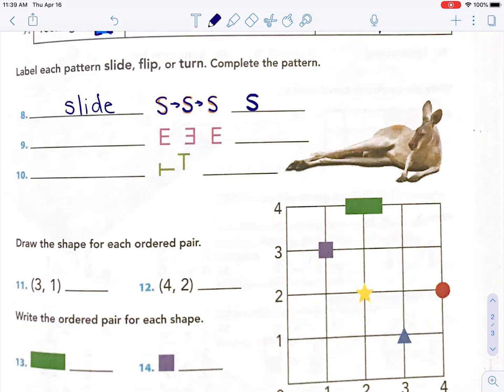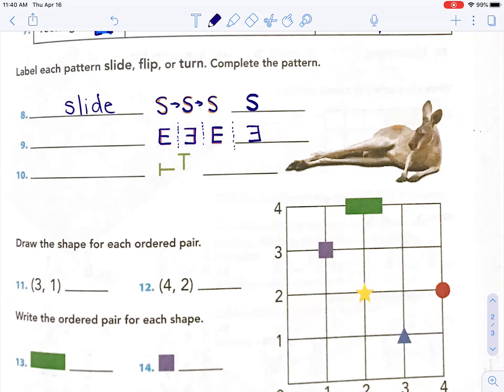That's a slide. All right, boys and girls, let's look at this one. This one is, let's see, the E is going this way. Then it flips back the other way, almost like a mirror. Do you see that? If we were to have a mirror here. Now, if we were to put another mirror right here, do you see how that flips? Whoop, it flips to go to the other direction. So what will the last one be? It's like it's looking at itself in the mirror. A flip.